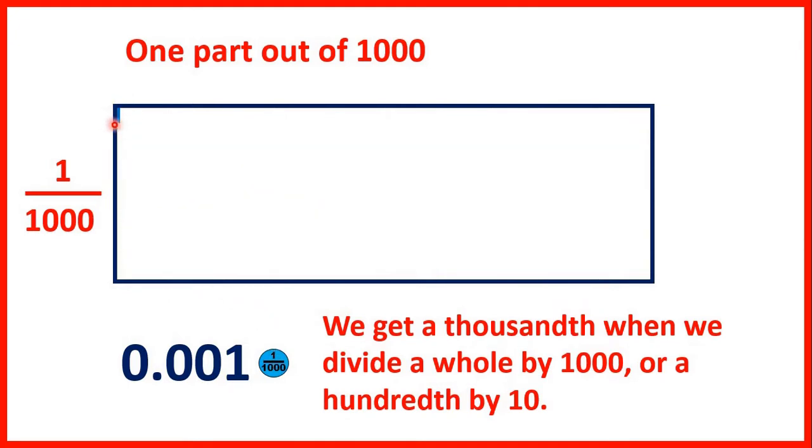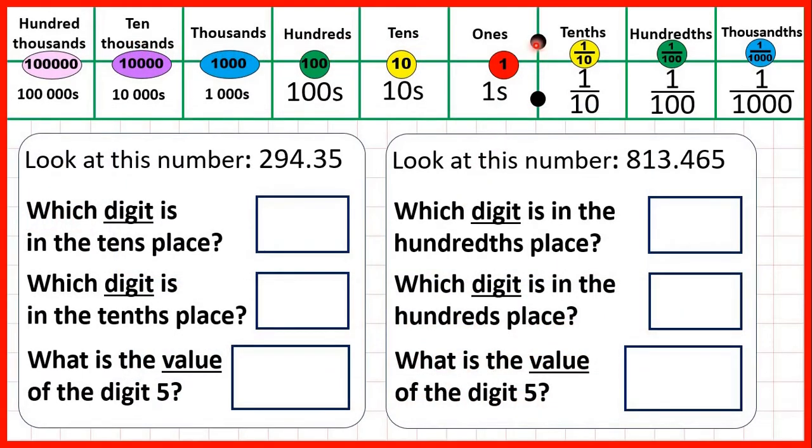So you might be able to see this tiny little bit of the rectangle shaded, and that's 1,000th, because if we had 1,000 of these tiny little blue rectangles, we would have our whole rectangle shaded. So we know that our whole number place value columns are our ones, tens, hundreds, thousands, 10,000s and 100,000s, and we also know that when we have 10 of something, we can go to the next place value column along. So 10 ones make 10, 10 tens make 100, 10 hundreds make 1,000, and so on.